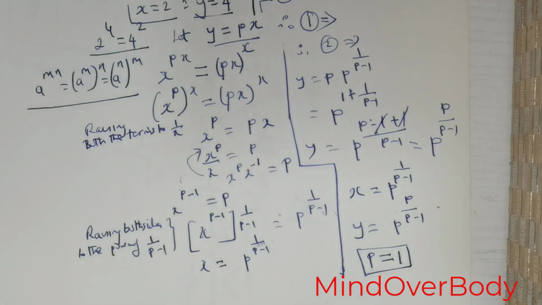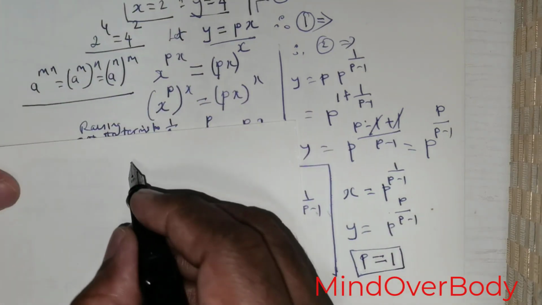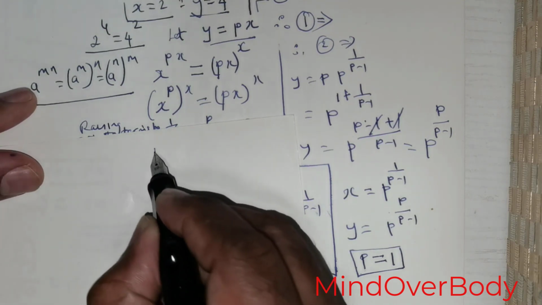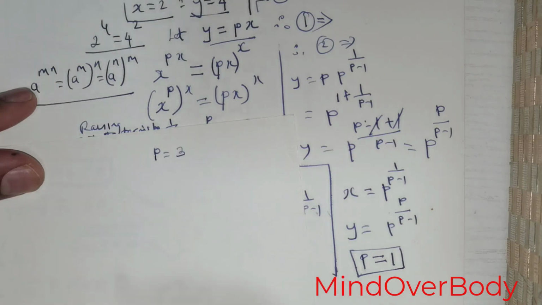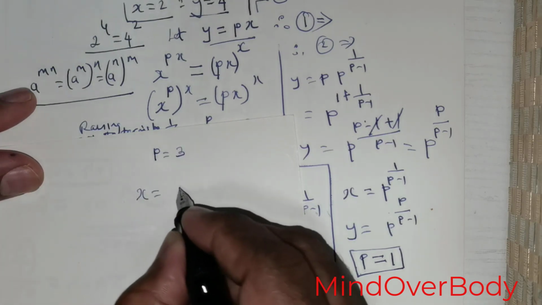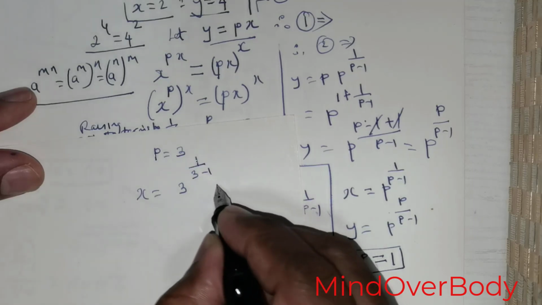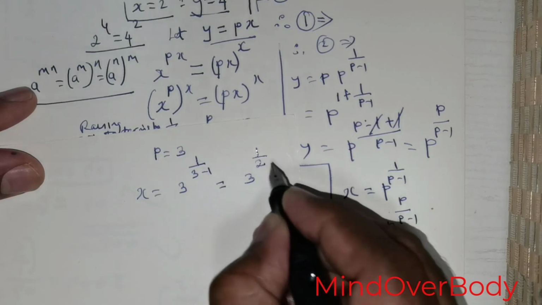So if I were to take p is equal to 4, or you pick a value that you like, if you were to take the value of p is equal to some 3, then you will have x is equal to 3 raised to the power of 1 over 3 negative 1, which is equal to 3 raised to the power 1 over 2.